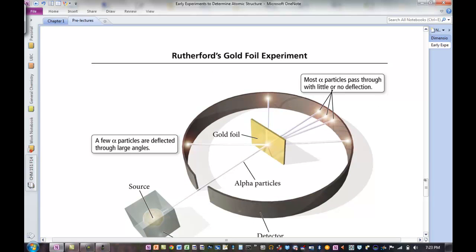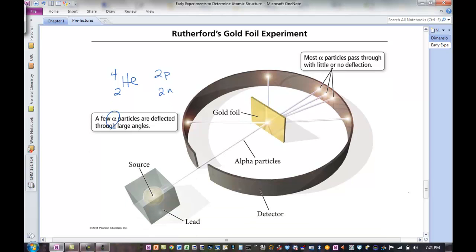So he starts thinking, can I use these to probe atomic structure? Can I use, in this case, alpha particles? And an alpha particle is the same as a helium nucleus. It has 2 protons and 2 neutrons. We haven't yet talked about atomic number and mass number, but 2 protons, 2 neutrons, that's an alpha particle. So it's a positively charged particle. So he starts thinking, well, what happens if I start bombarding things with these new radioactive particles?